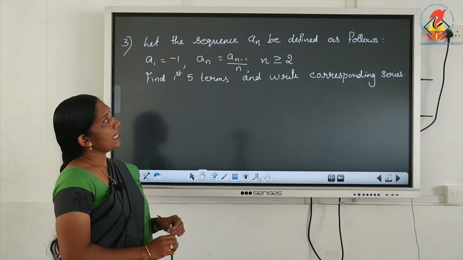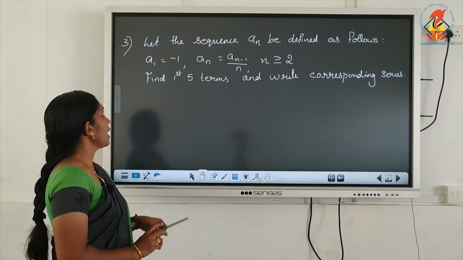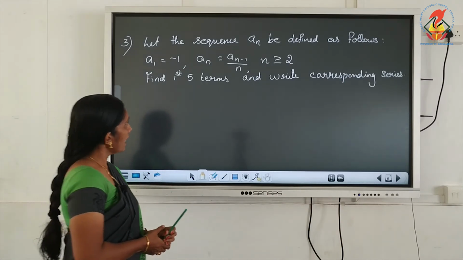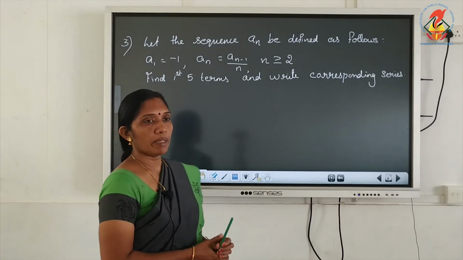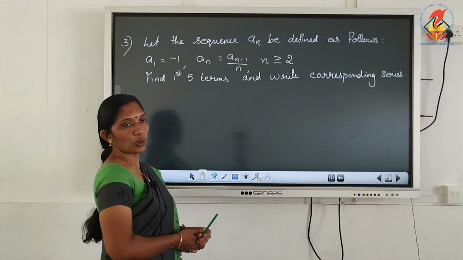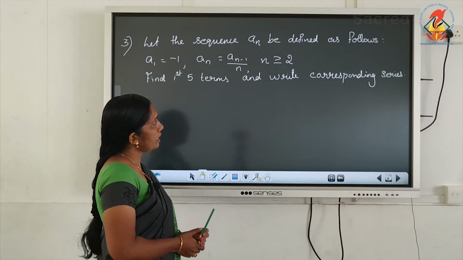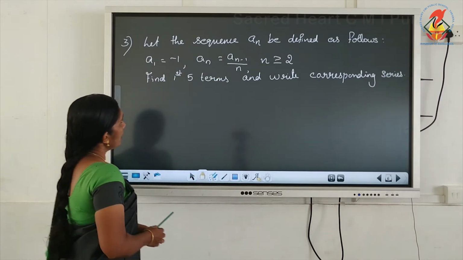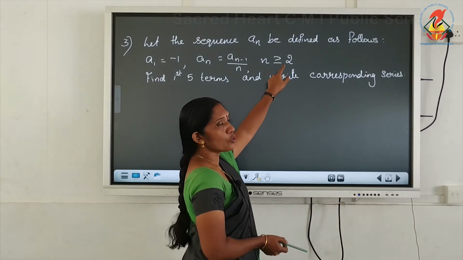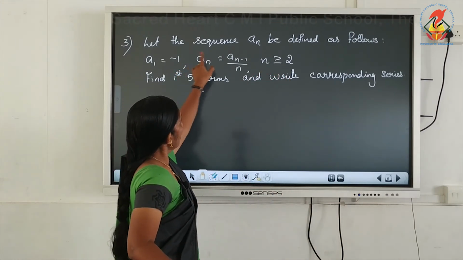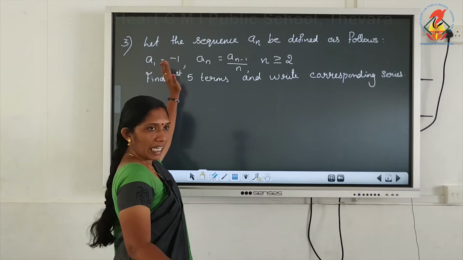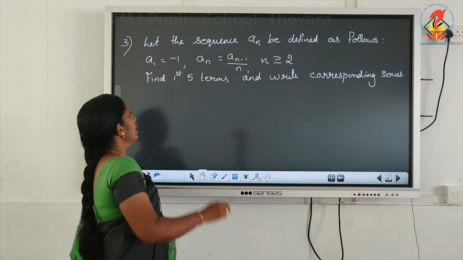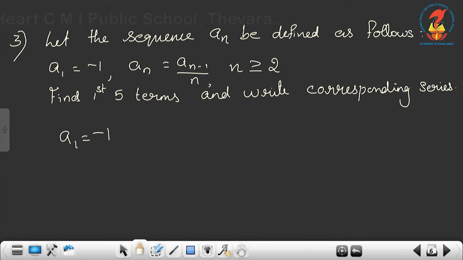Let the sequence an be defined as follows. a1 is minus 1 and an is an minus 1 by n where n is greater than or equal to 2. Find first 5 terms and write corresponding series. So here the sequence n is 2 and more than that, we can write general term an, but a1 is minus 1. So a1 is minus 1, that's the first term. Then the next term onwards we have to substitute in an.